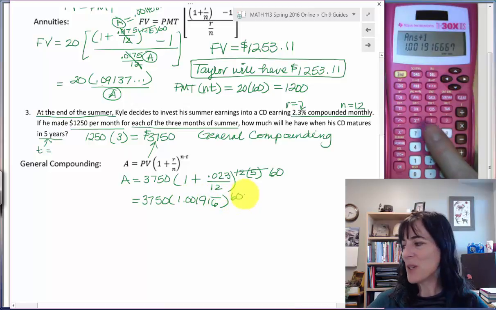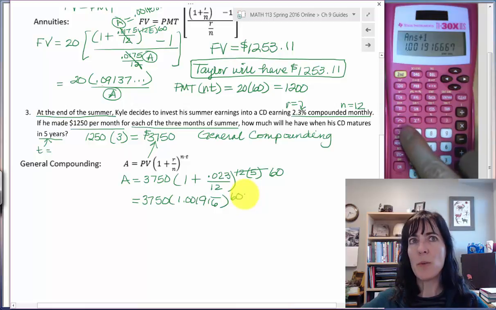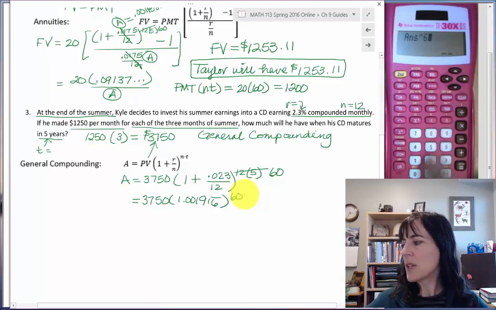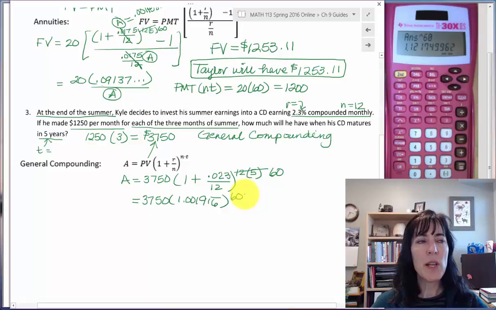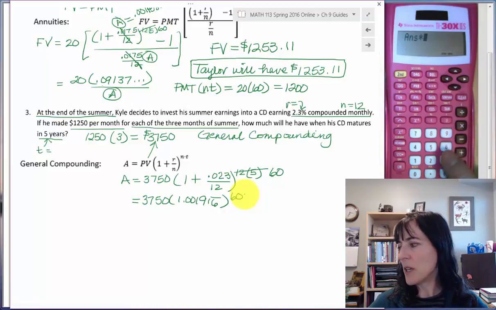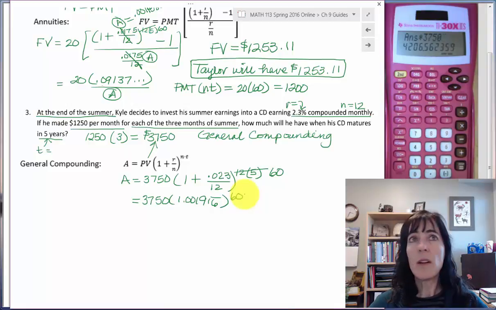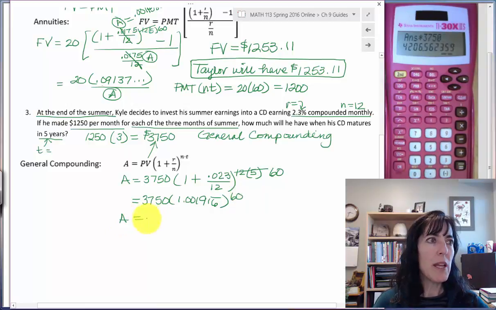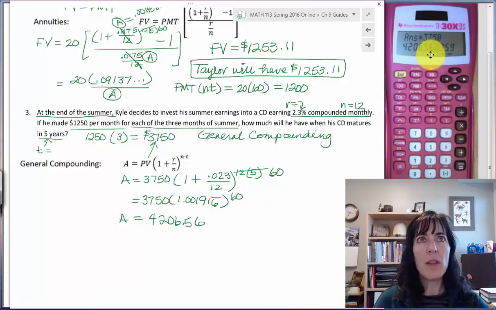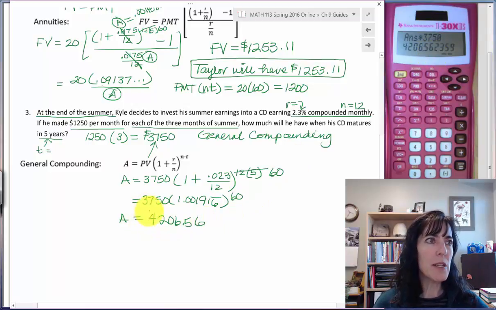I'm ready to raise to the 60th power, so I use the to-the button right here. To the 60th equals, and then the next thing is to multiply by the 3750. So I end up with an ending amount of, the next digit after the 6 is a 2, so I'm going to leave the 6 as it is. I have $4,206.56.